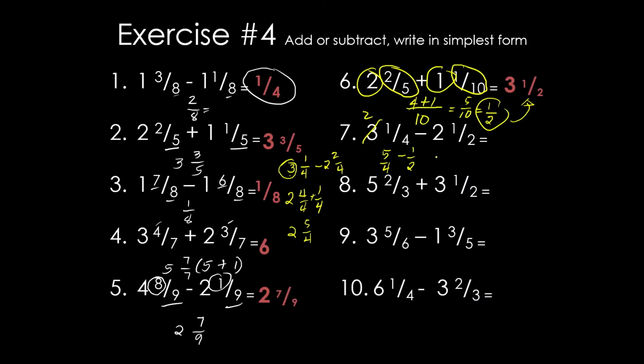So, 5 over 4 minus 2 over 4. 2 over 4 na to. 2 over 4 is equal to 5 minus 2 is 3 over 4. And then 2 minus 2 is simply 0. So, hindi na natin siya ilalagay. So, the final answer is 3 over 4. Okay, so I leave number 8, 9, and 10 to you for you to answer.